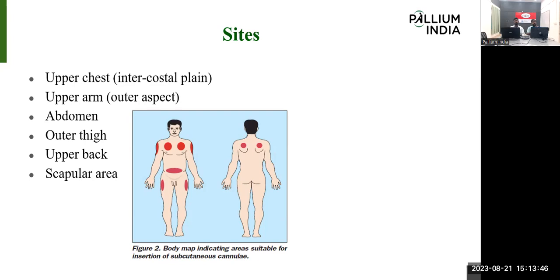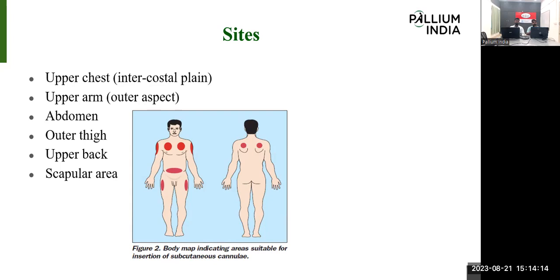Then the abdomen around the umbilicus, 2 inches away from the belly button. Then the outer thigh or lateral aspect of the thigh region, both thighs we can give. Then the scapular region also we can give this subcutaneous injection. But commonly in our palliative care setting, we mainly practice the upper arm and the thigh.